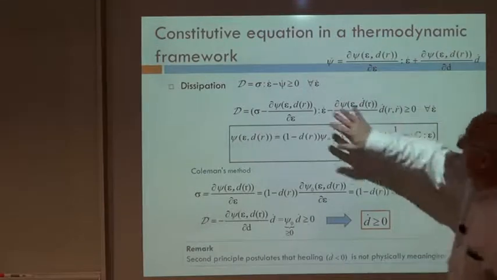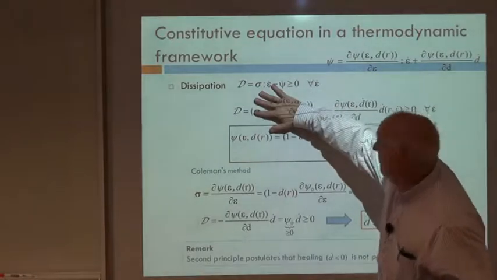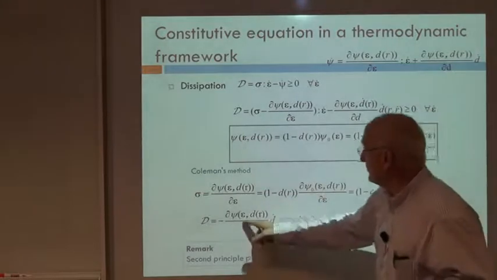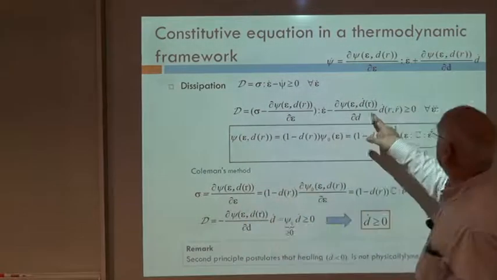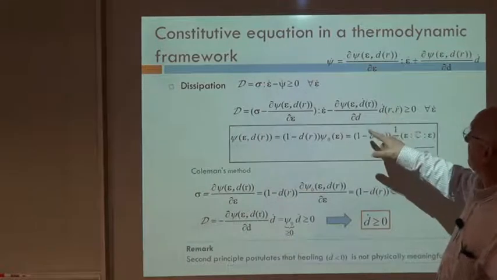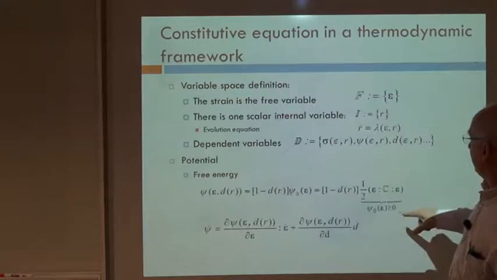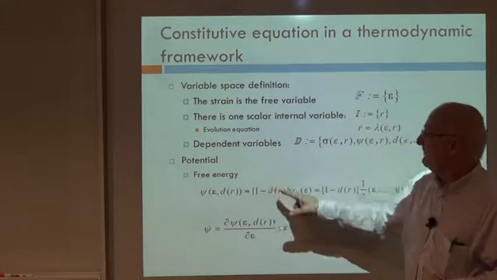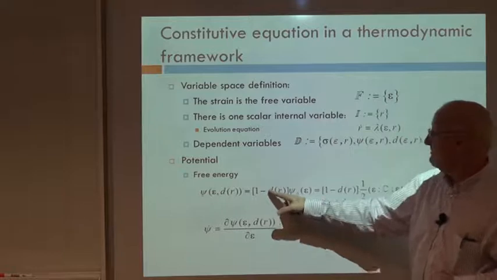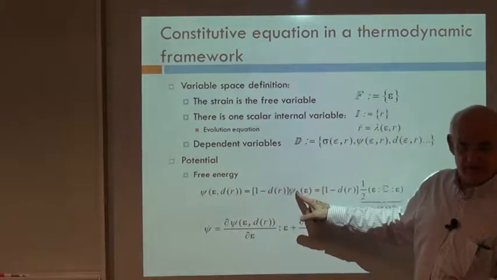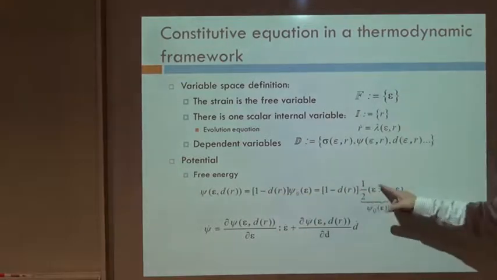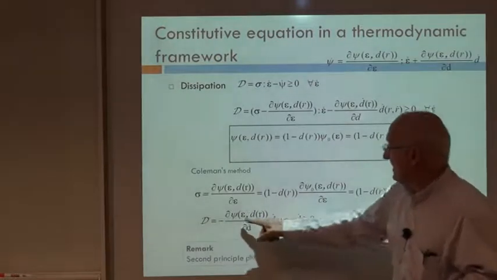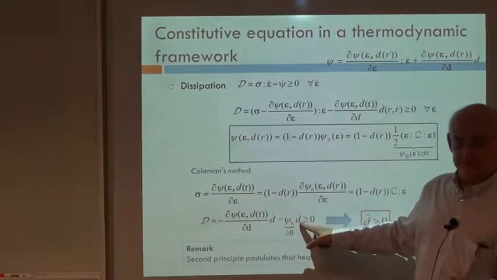And what remains if this term cancels? What remains is this part here. So dissipation is minus the derivative of phi with respect to d times d dot. But if you look at phi, the derivative of phi with respect to d, looking at that expression, is minus phi 0. And phi 0 is the elastic free energy. So finally, dissipation is phi 0 times d dot.